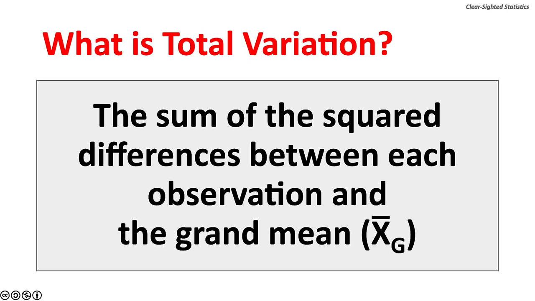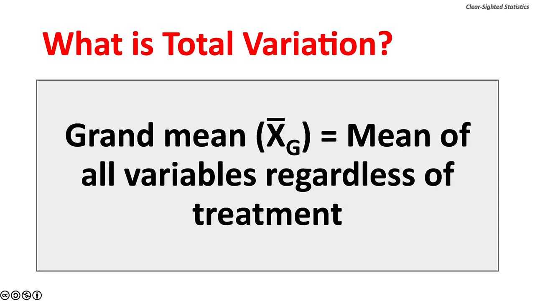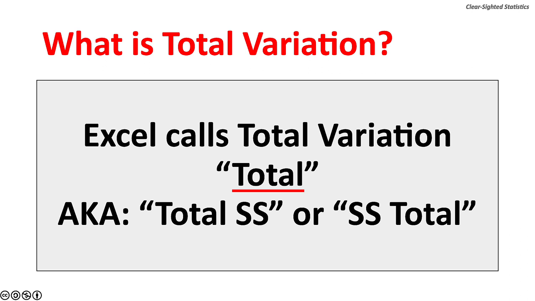What is total variation? Total variation is the sum of the squared differences between each observation and the grand mean, which is symbolized as x bar sub g. The grand mean, x bar sub g, is the mean of all variables regardless of treatment. Excel calls total variation total, but it is also known as total SS or SS total.